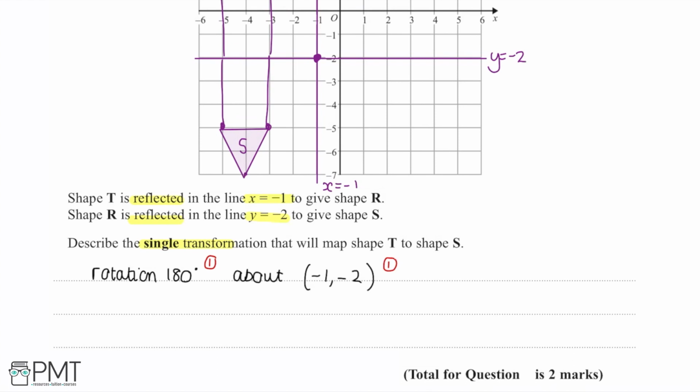It's quite a bit of working out and drawing on this graph in order to work out the transformation and just to be 100% sure that that is what has gone on here and what has happened.